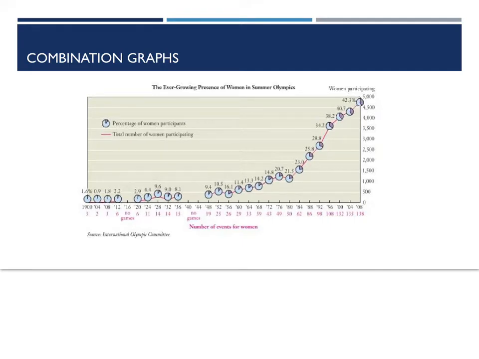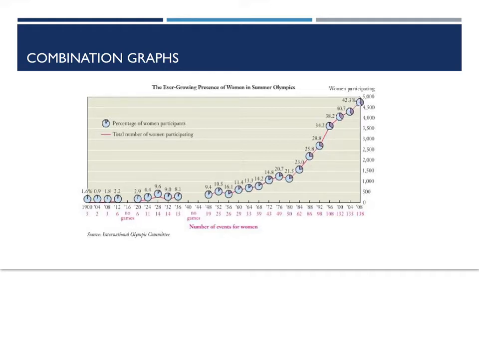If you look just at the basic line chart that they're trying to display here, it shows the number of women in the Summer Olympics that were competing. So from left to right, you can see the sharp increase, starting in the 70s and 80s and on into the 90s of the number of women who competed in the Summer Olympics. And that's a pretty good understandable display of that.